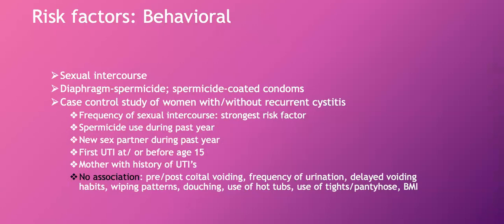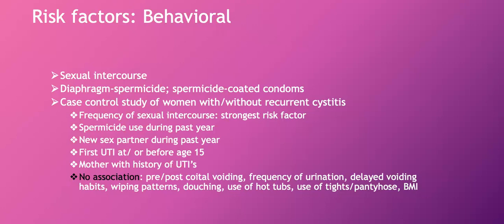And then in terms of risk factors for recurrent UTI, they can be divided into behavioral factors. So sexual intercourse, basically how much you have of that. Diaphragm, spermicide, and spermicide-coated condoms. And then a case control study of women with or without recurrent cystitis showed that frequency of sexual intercourse is actually the strongest risk factor.